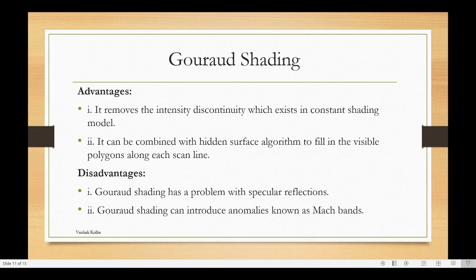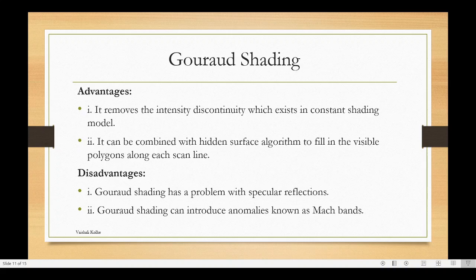Similarly, there are some disadvantages. Gouraud shading has a problem with specular reflection. We cannot obtain the specular reflection effect with this shading algorithm. This algorithm also introduces anomalies which are known as Mach bands. So these are some of the advantages and disadvantages of the Gouraud shading algorithm.